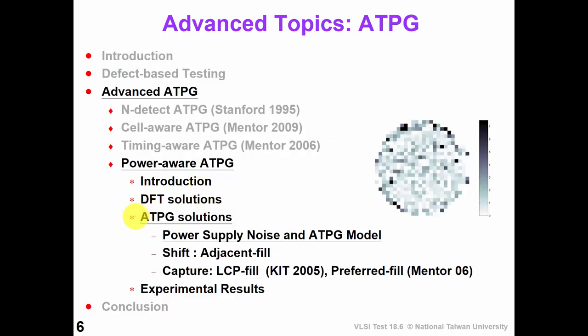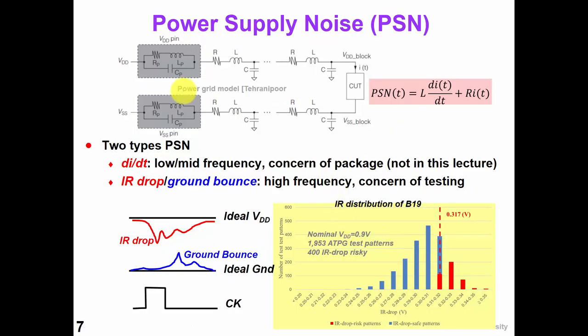Now, let's look at some ATPG solutions. First, let us understand power supply noise and the ATPG model. This figure shows a power grid model. There are some resistance, inductance, and capacitance. The power supply noise, PSN, is a function of time that can be decomposed into two parts. One part is associated with inductors, and the other part is associated with resistance.